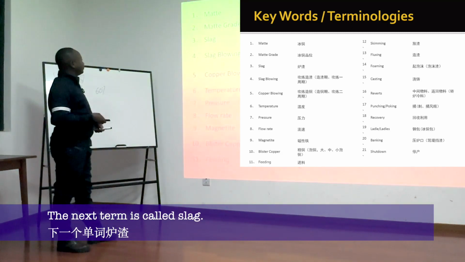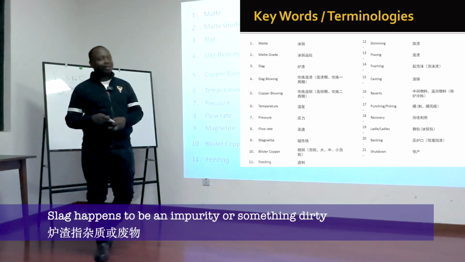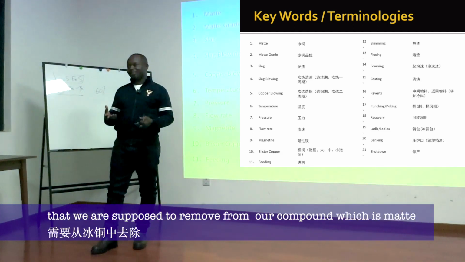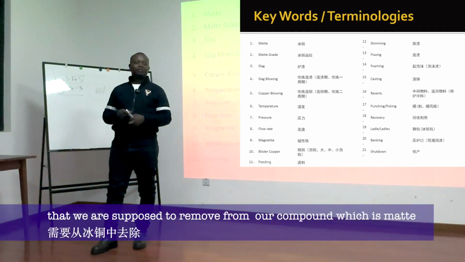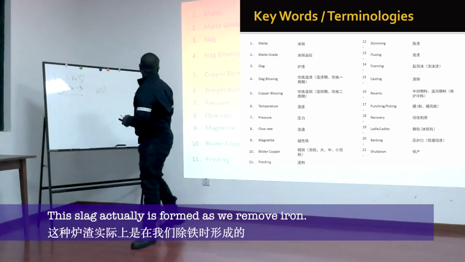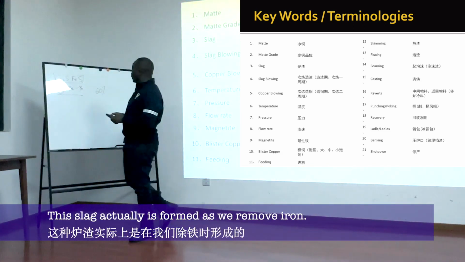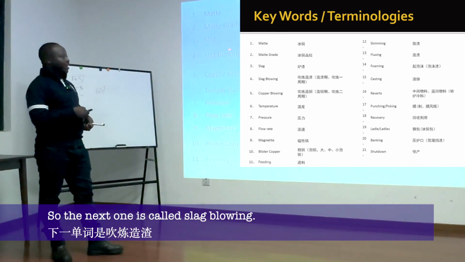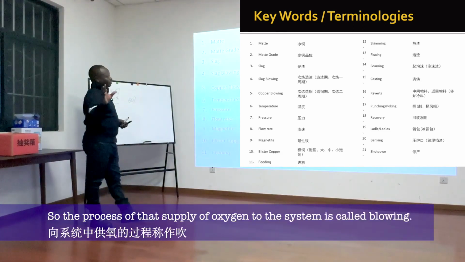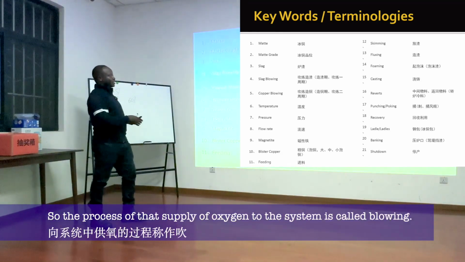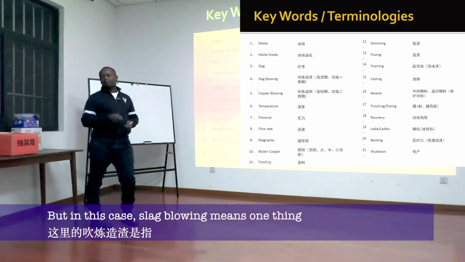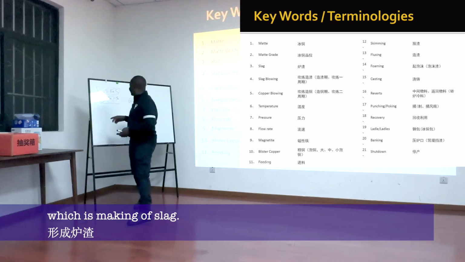The next term is called slag. Slag happens to be an impurity, or something dirty, that we are supposed to remove from our compound, which is matte. This slag is formed as we remove iron. The next one is called slag blowing. The process of supplying oxygen to the system is called blowing. But in this case, slag blowing means one thing, which is making of slag.